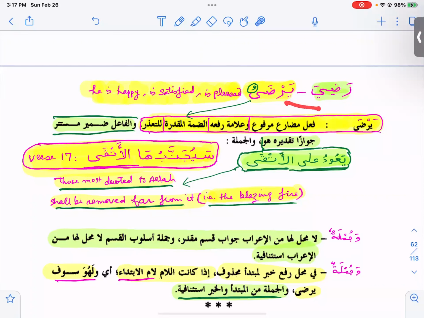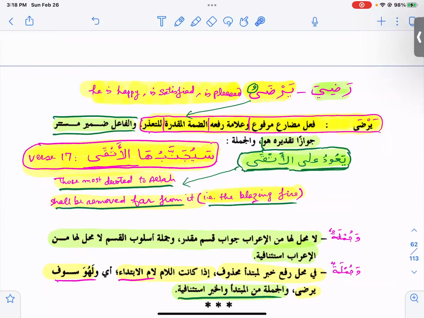Yarda, fi'lun mudari'un marfu'un wa alamatu raf'ihi dammatun mukaddara. See? There is an estimated damma, where I gave a sign, litazuri, for difficulty. Fa'il damirun mustatirun jawazan taqdiruhu huwa. Who will be the happy? Who will be the fa'il of this thing? Yarda. Yes, this is the fa'il. The fa'il will be atqa, the most pious. He will be happy, happy with the reward that Allah will bless him.